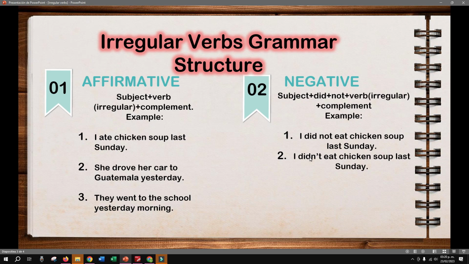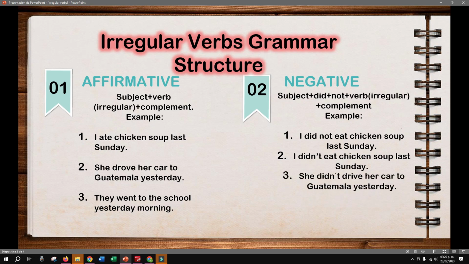I didn't eat chicken soup last Sunday. That is almost the same, but if you want, you can use the short form here. I didn't eat chicken soup last Sunday, right? And you have the same meaning. That is almost the same, but the long form and the short form, right?